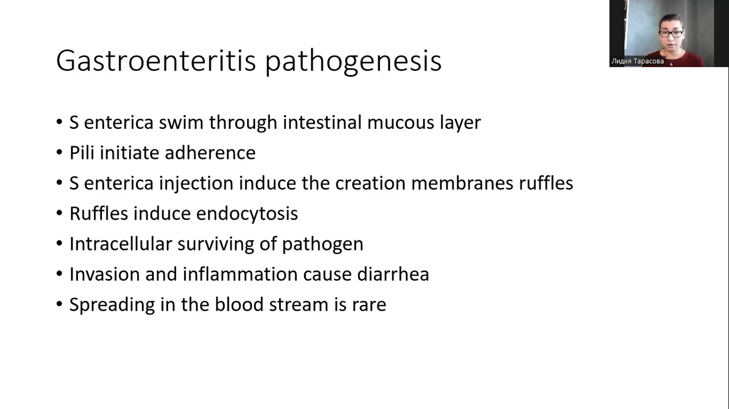And pathogenesis has some differences. Salmonella enterica swims through the intestinal mucous layer. Pili initiate adherence. Salmonella enterica injection induces the creation of membrane ruffles. Ruffles induce endocytosis. Intracellular survival of the pathogen, invasion, and inflammation cause diarrhea. But spreading in the bloodstream is rare. In the case of typhoid fever, spreading in the bloodstream is an obligatory part of pathogenesis, but gastroenteritis more often stops at this site. Invasion, inflammation, diarrhea. In difficult cases, bacteria can spread in the bloodstream, and in this case, we will have a clinical picture of typhoid fever.